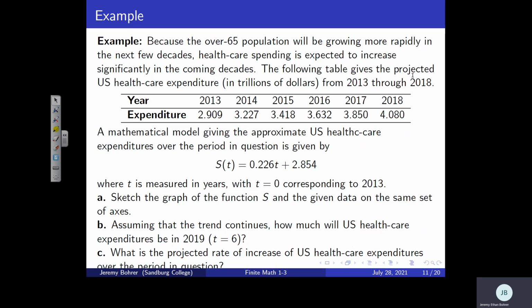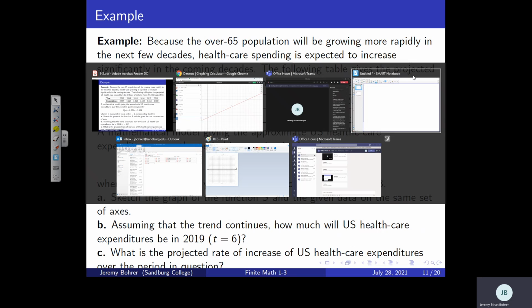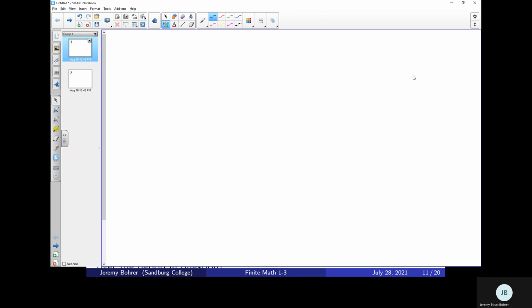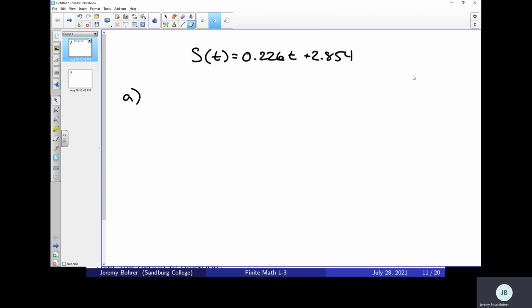All right, so assuming the trend continues, how much will U.S. healthcare expenditures be in 2019? Well, for this, we want to go over and look at our notebook. So we've got our equation, S of t equals 0.226t plus 2.854. We did A on the previous page, on Desmos. A was just setting up that equation. I keep writing A, I want to write B.